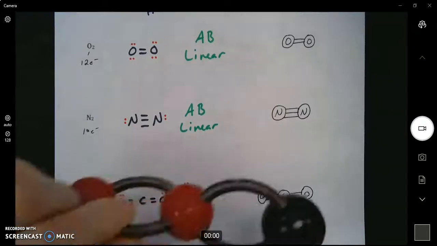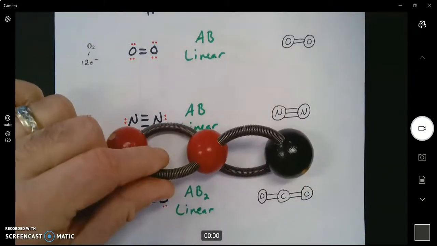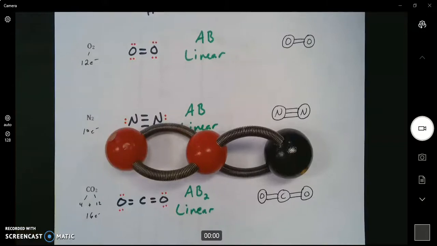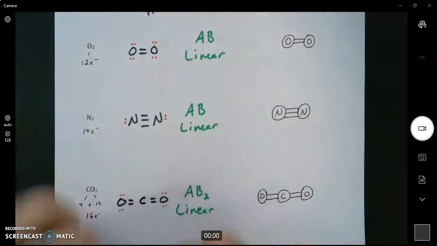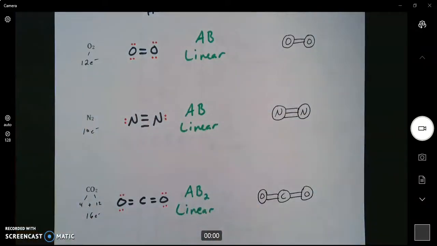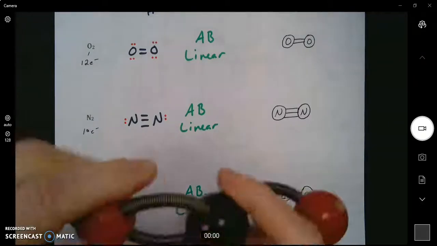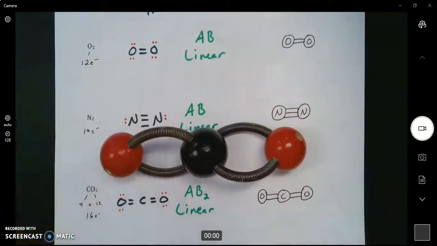And why it's linear is because those double bonds make the bond angle between our carbon and our oxygens. Sorry, I have this on the wrong way here. The black is our carbon, the red is our oxygen. And you can see that the double bonds create a straight line, 180-degree bond angle.